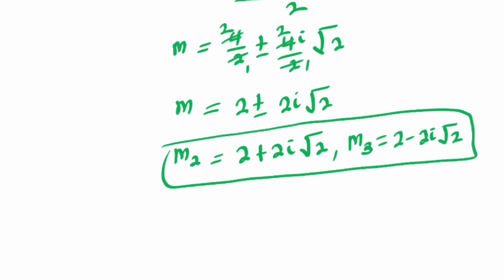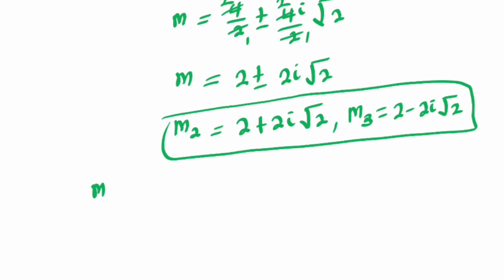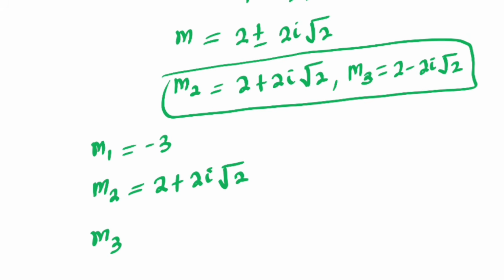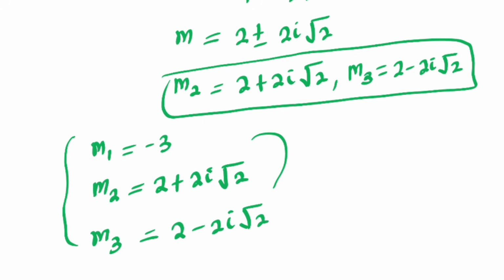Our final answers are m1 is equal to minus 3, m2 is equal to 2 plus 2i root 2, then m3 is equal to 2 minus 2i root 2. These are the final answers. You can see that from our solution, we have one real root and two complex roots.